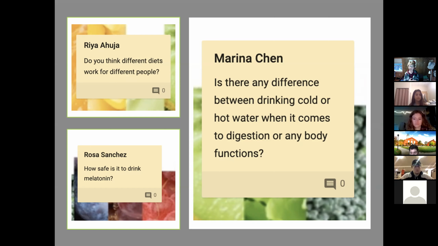Then Rosa, how safe is it to drink melatonin? I have never heard of melatonin as a drink. Where is that coming from? Well, I wasn't referring to it as a drink. I was referring to pills, like you drink it with water. Oh, it's mixed. Different things work for different people. There's some people who, the phrase is, swear by it, others swear at it.